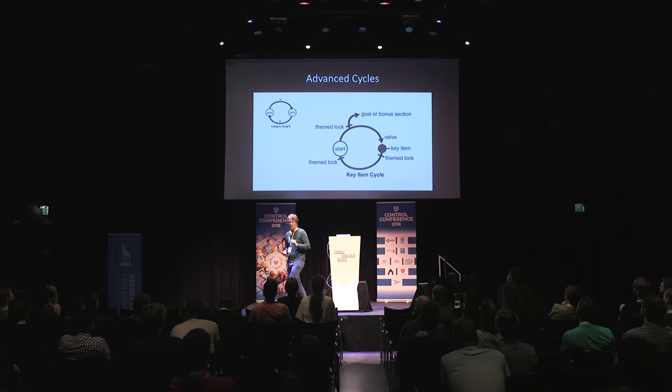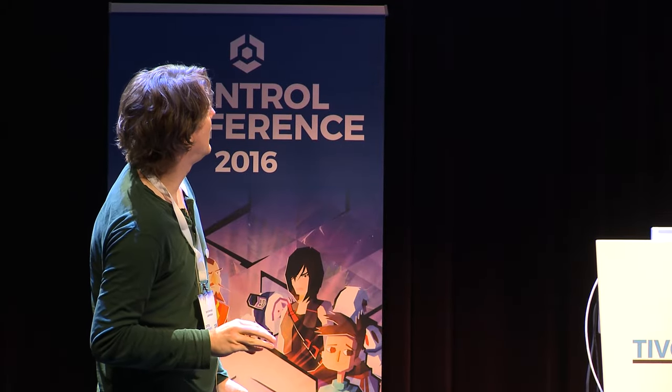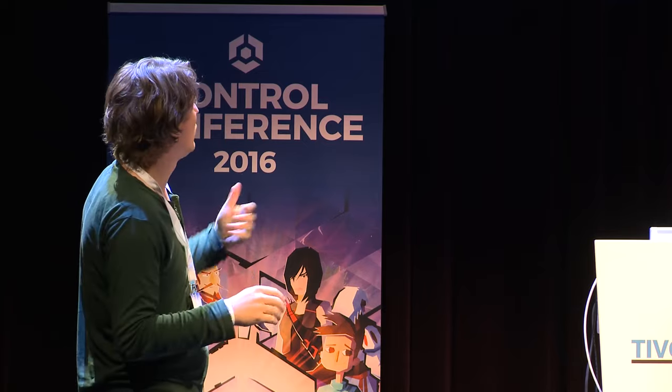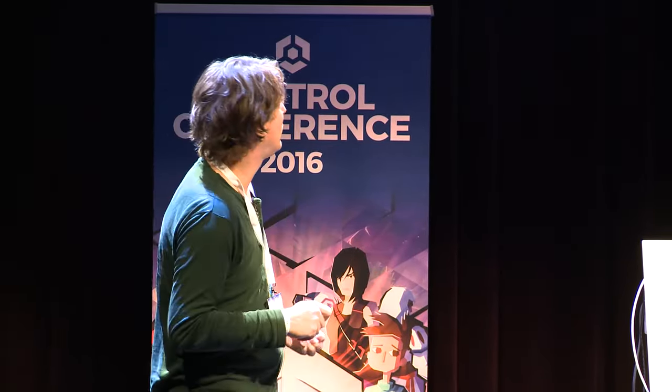These patterns, they also stack very interestingly. So here's a pattern that I use sometimes as the main structure of a level in the game. It's what I call a key item cycle. This is the typical thing that you have in Zelda, right? So you find this key item, which is a boomerang or a particular sword that allows you to open locks that you weren't able to open before.